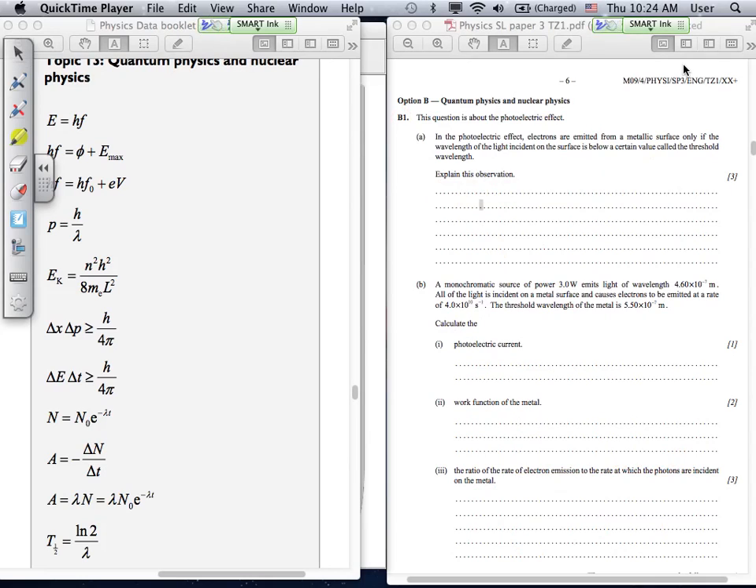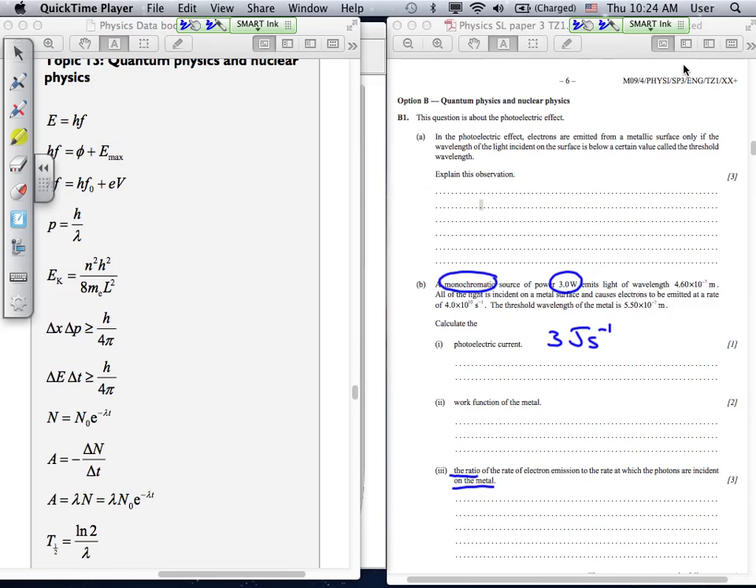Looking at the last question here, it asks for the ratio of the rate of electron emission to the rate at which the photons are incident on the metal. We have monochromatic light, which means light all of one wavelength, and we have 3 watts. This 3.0 watt just means 3 joules per second.